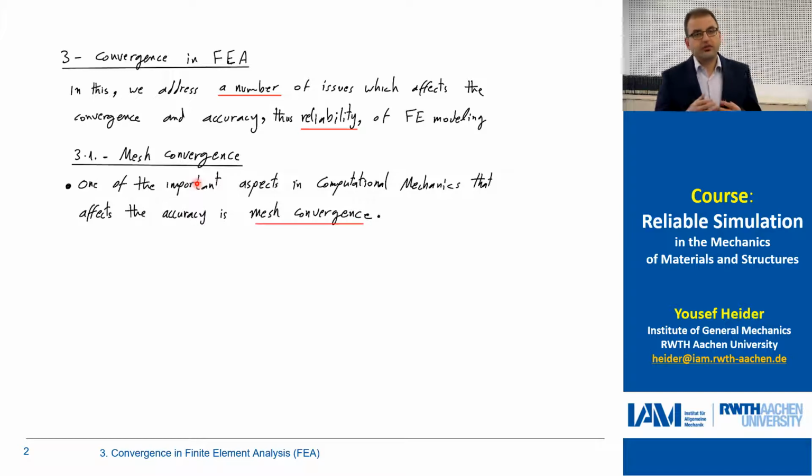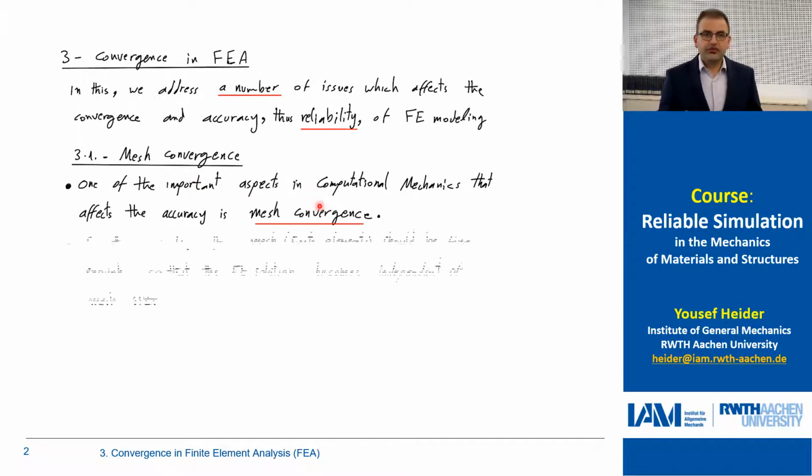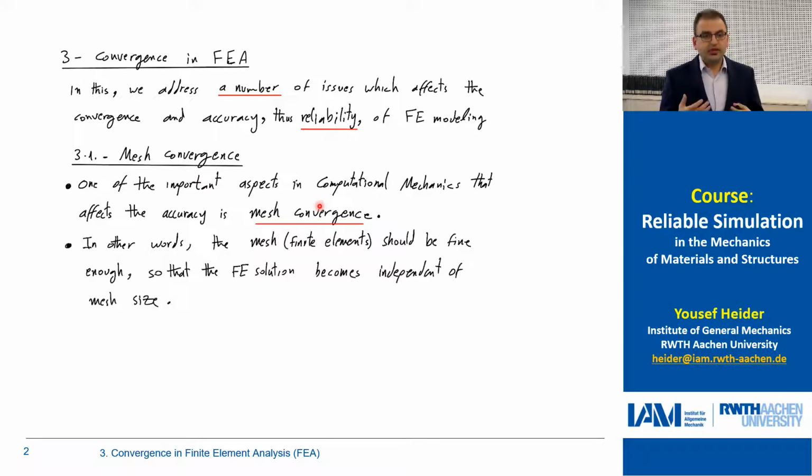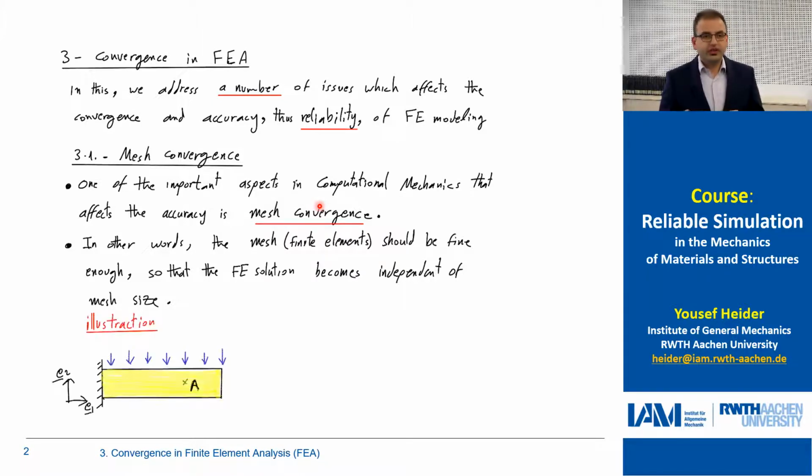So what do we mean by mesh convergence? One of the important aspects in computational mechanics that affects the accuracy is mesh convergence. In other words, the mesh should be fine enough so that the solution becomes independent of the mesh size. How do we do this?